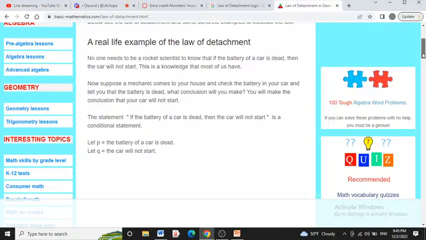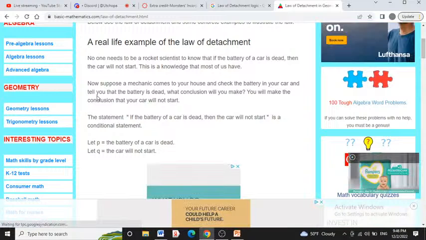Now, suppose a mechanic comes to your house and checks the battery in your car and tells you that the battery is dead. What conclusion will you make? You'll make a conclusion that your car will not start.